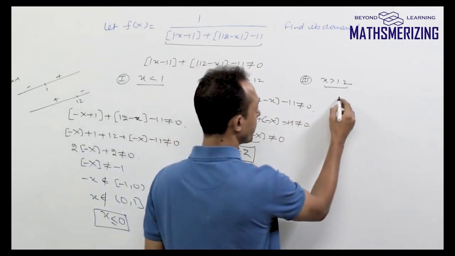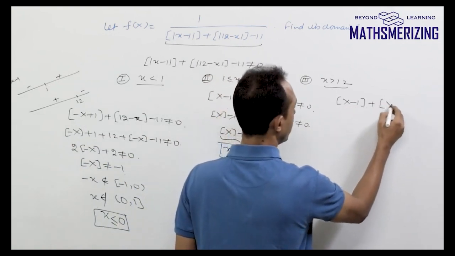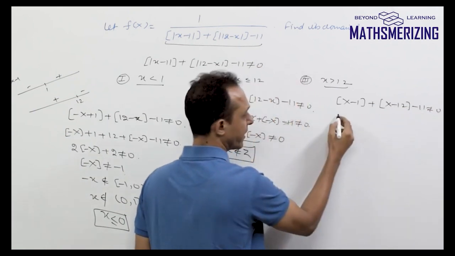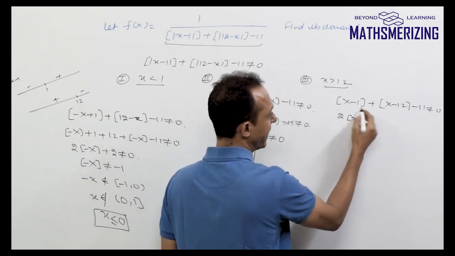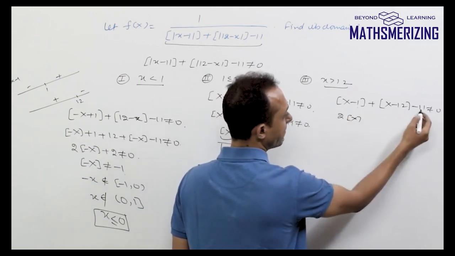So I'll write x minus 1 plus x minus 12 and minus 11 should not be equal to 0. So I can write 2 times greatest integer function of x. So minus 1, minus 12, minus 13. So minus 13 and minus 11.